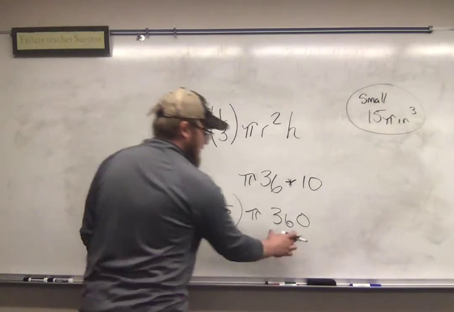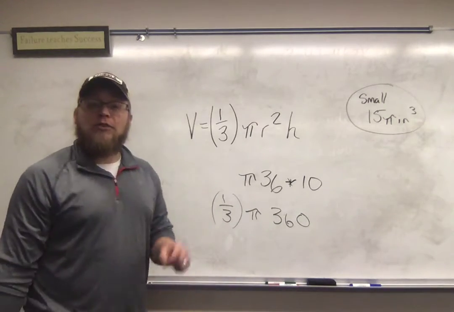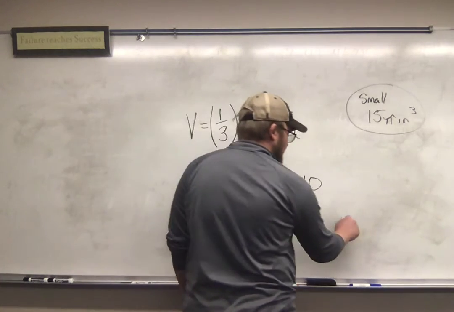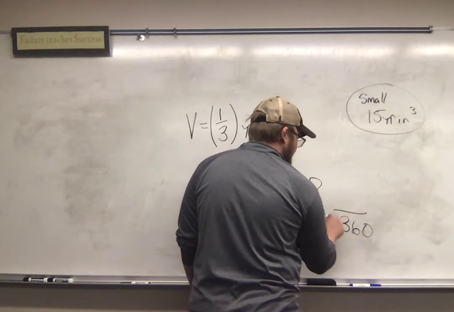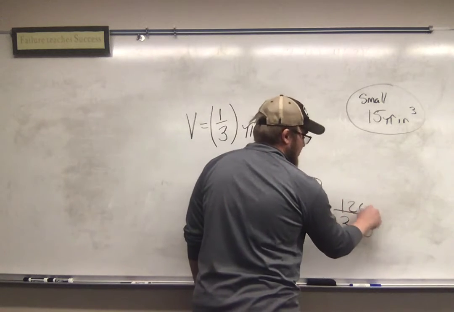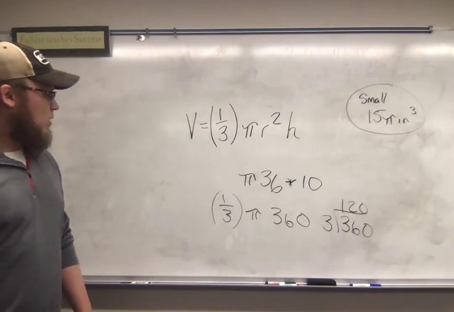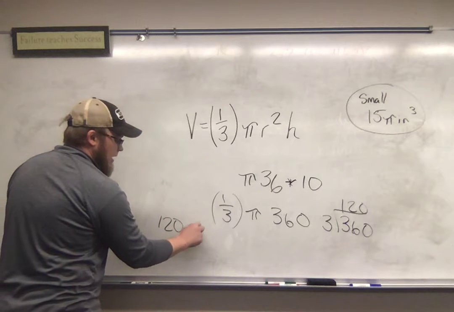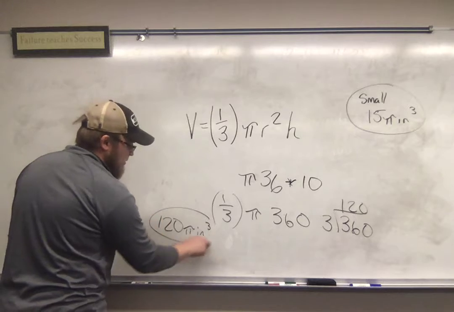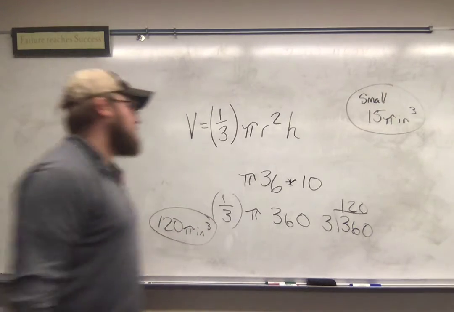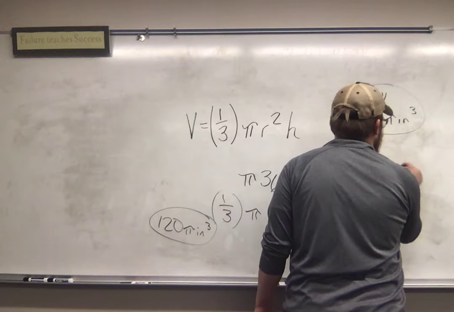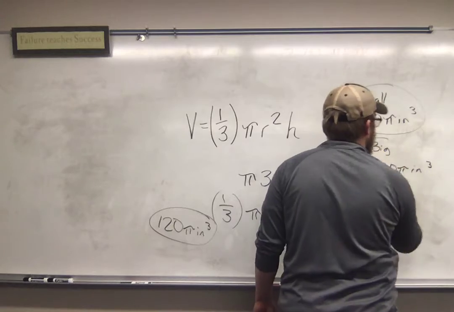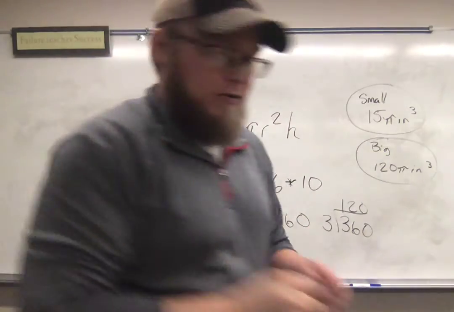So now we're just going to take this 360 and either multiply it by 1/3 or divide it by 3. Remember, those are the same thing. So I'm just going to divide that. 360 divided by 3 is 120. So the final answer is going to be 120 pi inches cubed. That is for the big cone. I'll leave that and get out of the way for a second so you can see it.